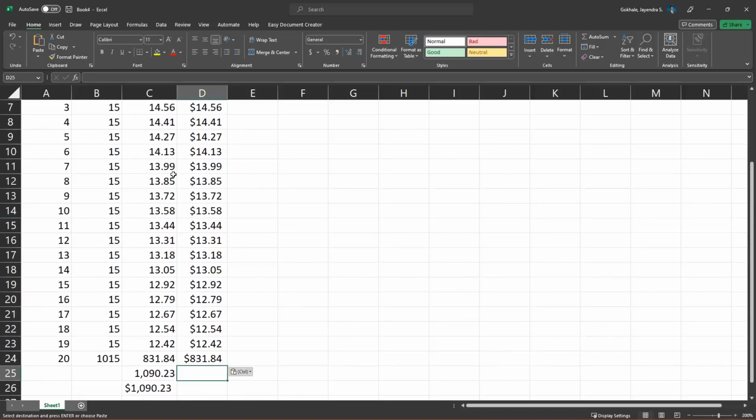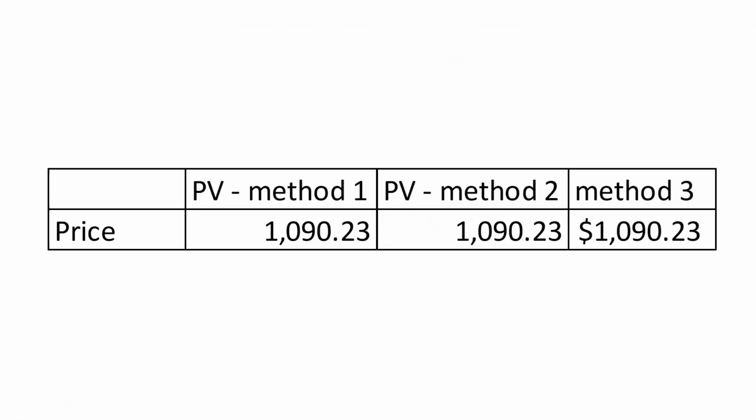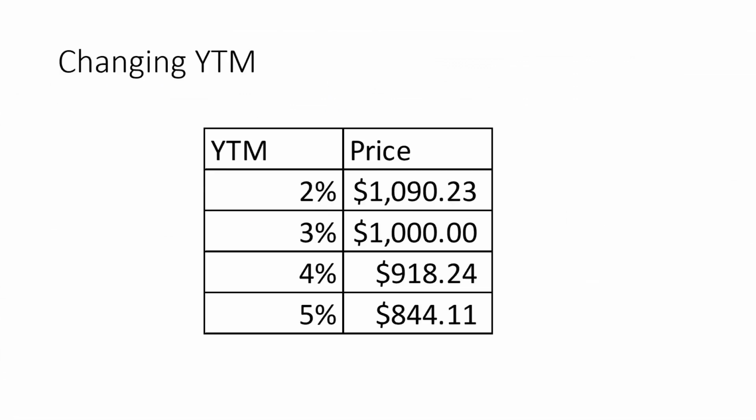Copy paste and then sum it up, Control R, sum of all these. So three different methods giving us the same answer, 1090.23. Now there are even more profound implications here.